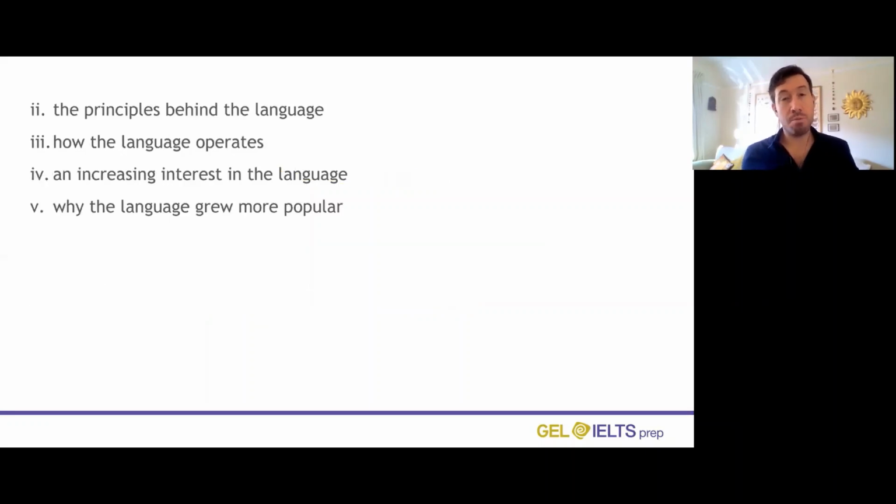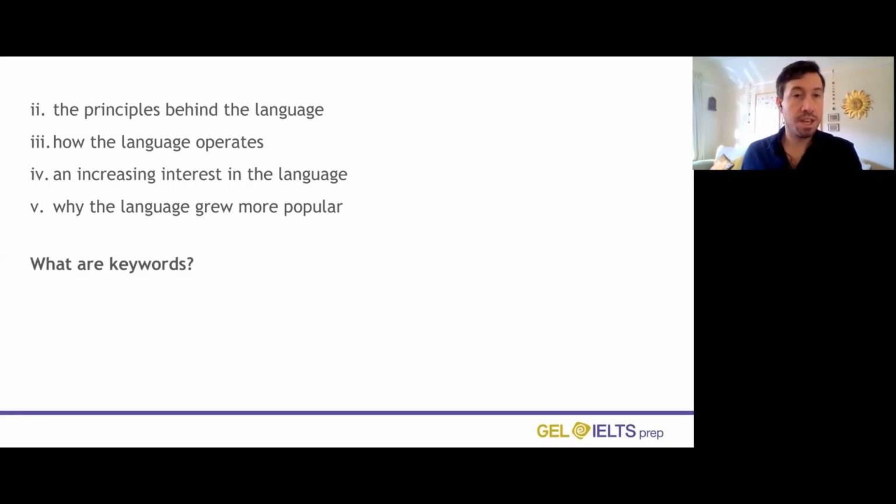So we're going to have a bit of practice now, and we can see here that we've got 4 headings. So we've got the principles behind the language, how the language operates, an increasing interest in the language, and why the language grew more popular. And what we're going to do is just do the first step of the strategy for answering these types of questions. So we said we had to read them and highlight the key words. So what are key words?